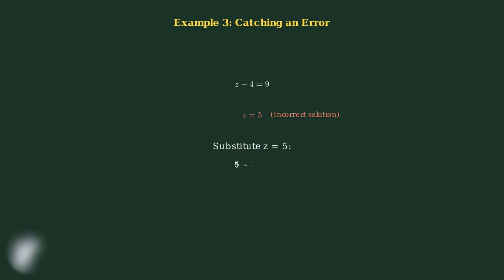We substitute 5 for z, giving us 5 minus 4 equals 9. Simplifying the left side, 5 minus 4 equals 1. We get 1 equals 9, which is clearly false. This tells us that our solution z equals 5 is incorrect, and we need to go back and solve the equation again. The correct solution is z equals 13. This example shows how checking your solution is a powerful tool for catching errors and ensuring accuracy.